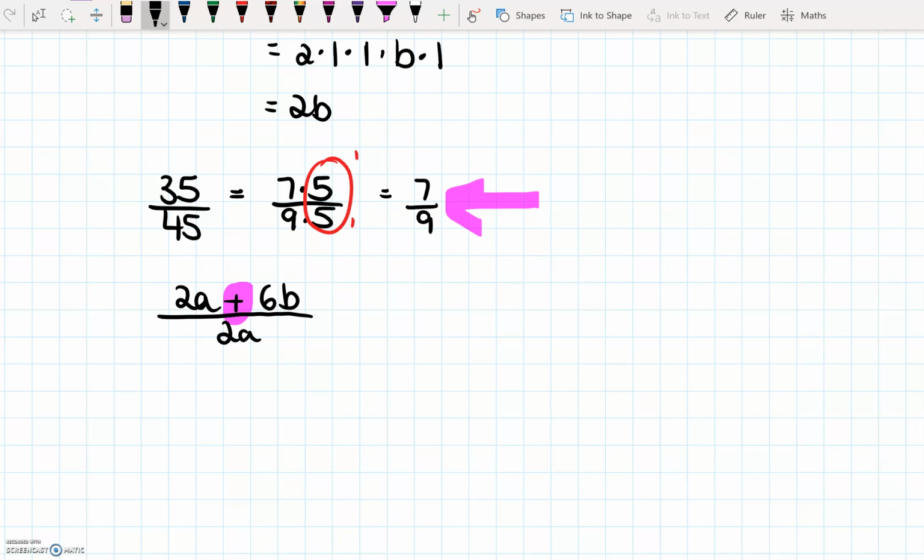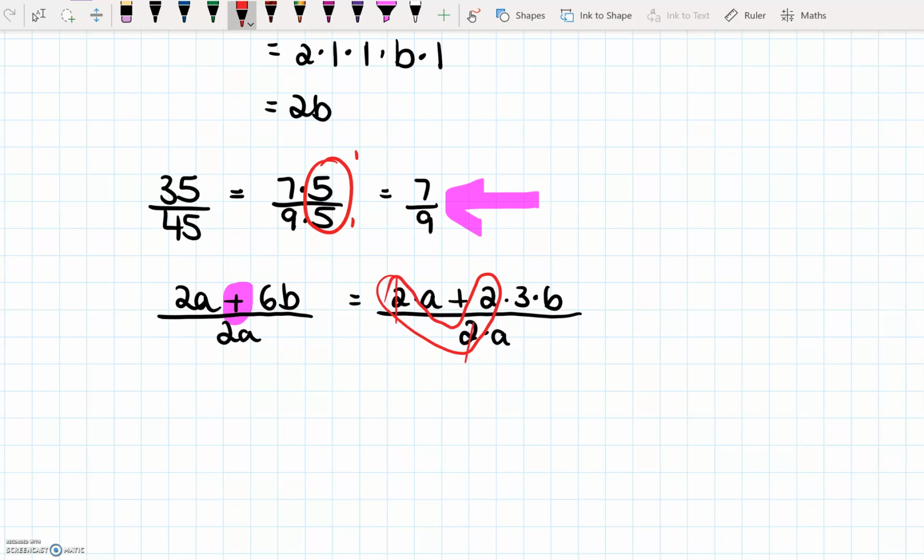You will have done a bit more than this now, but what we actually do is make sure that anything you cancel is in all 3 terms. Later on, you'll understand more about factorizing and that will change things. But basically, you need to think of this as 2 times A plus 2 times 3 times B, that's the 6B, over 2 times A. You can only cancel something that is in all 3, because of that plus. So you need to divide all terms by 2a. So you've got a 2 here and here and here.